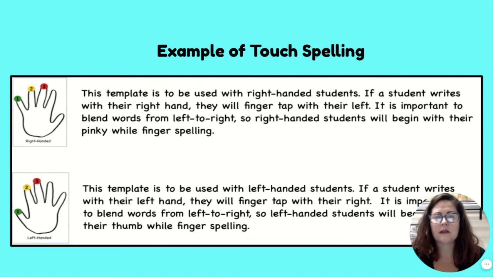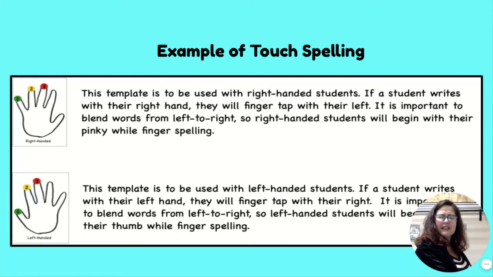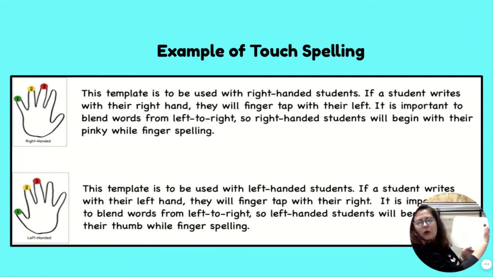Okay, and now we're on to the spell sound section. I'm going to review touch spelling. You should kind of have it down by now, but just in case. So if you write with your right hand, you will touch spell with your pinky on your left hand, cat, k, at. If you're left-handed, you'll have your pen in your hand.